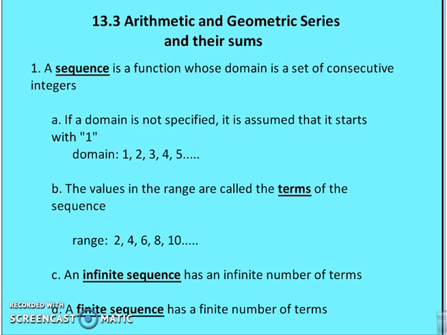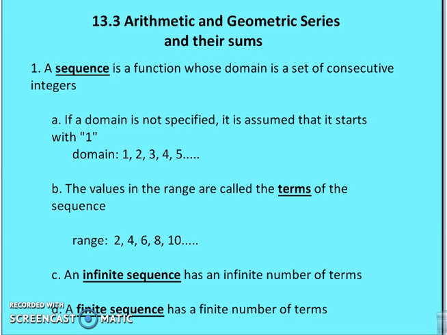If you recall from our prior two discussions on recursive and explicit rules, a sequence is a function whose domain is a set of consecutive integers. Typically that domain starts with 1. It can be a finite sequence, meaning the domain inputs will be finite or limited in number, or it can be infinite, meaning the domain starts with 1 and goes to infinity.